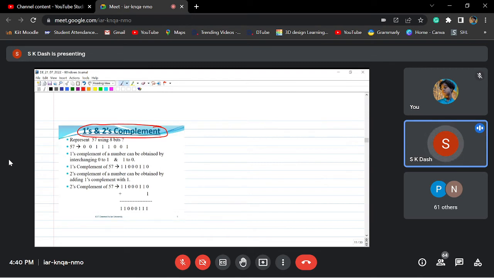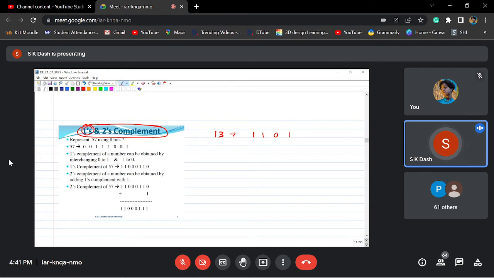Suppose let me take 13. Tell me how much is 13 in binary? 1101. Yes, simple. It is not that some magic is there. This is 8, this is 4, this is 2, this is 1. Simply we are representing 13 as an addition of these. So 13 is nothing but 8 plus 4 plus 1. That's why 1101. Now, first is 1's complement.